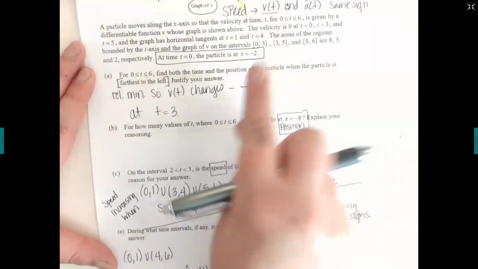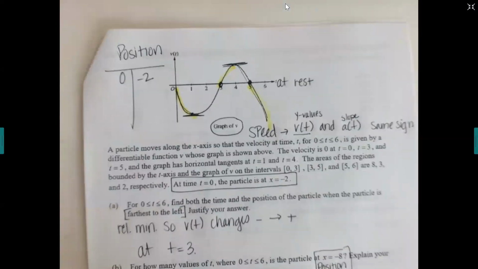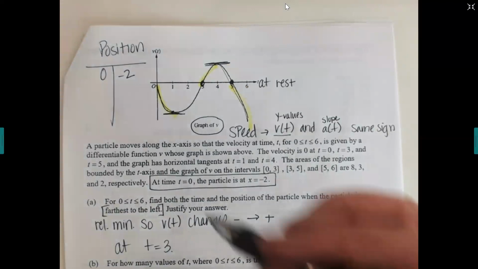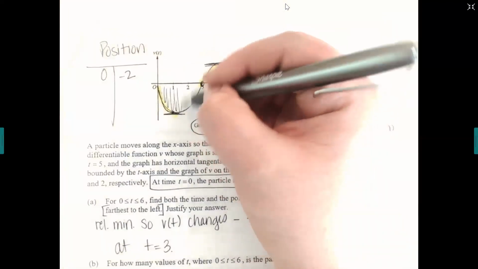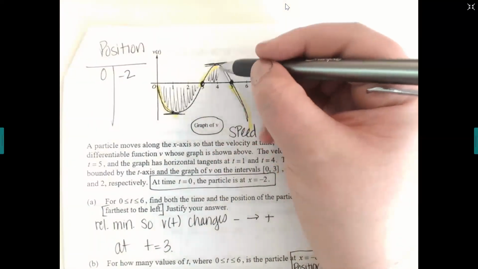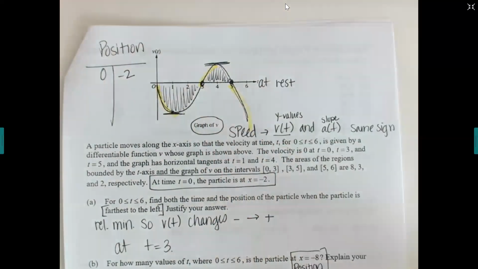So I want you to make a chart. Okay, my initial position, let's make a position chart here. At time zero, my particle was at negative two. Now, what does the area on the velocity graph tell me? How far the particle went to the left if it's below, and then the displacement of the particle above would be how far it went forward. Did they tell us how to find those areas? Go back and read the paragraph.